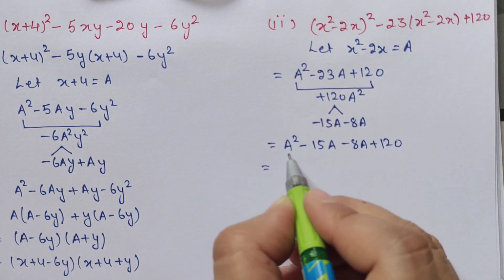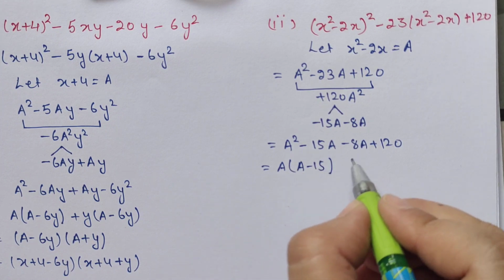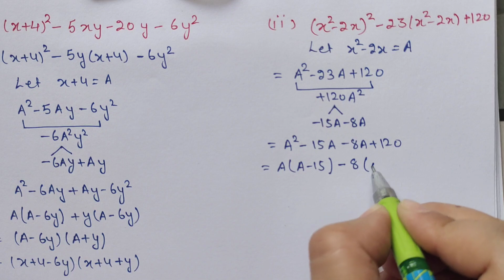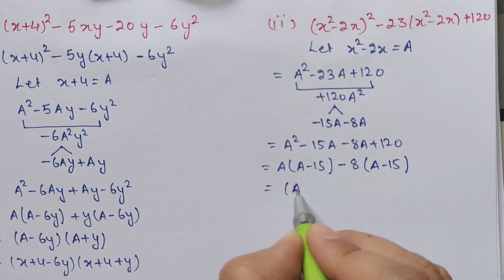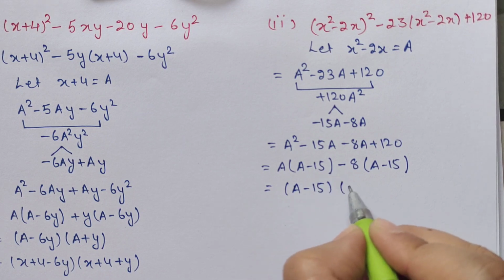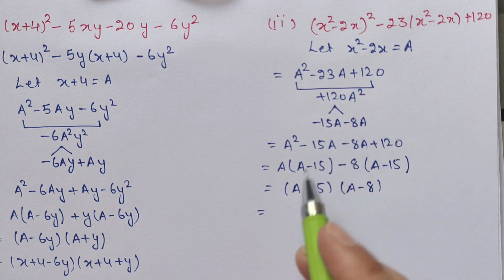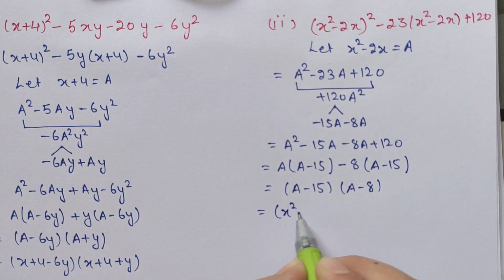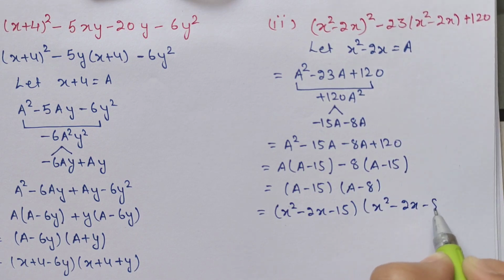Here we can take a as common, a − 15 will be inside the bracket. Here we can take −8 common, a − 15 will be inside the bracket. So the factors are (a − 15) and (a − 8). Now we can replace a. a is x² − 2x, so (x² − 2x − 15) and (x² − 2x − 8).